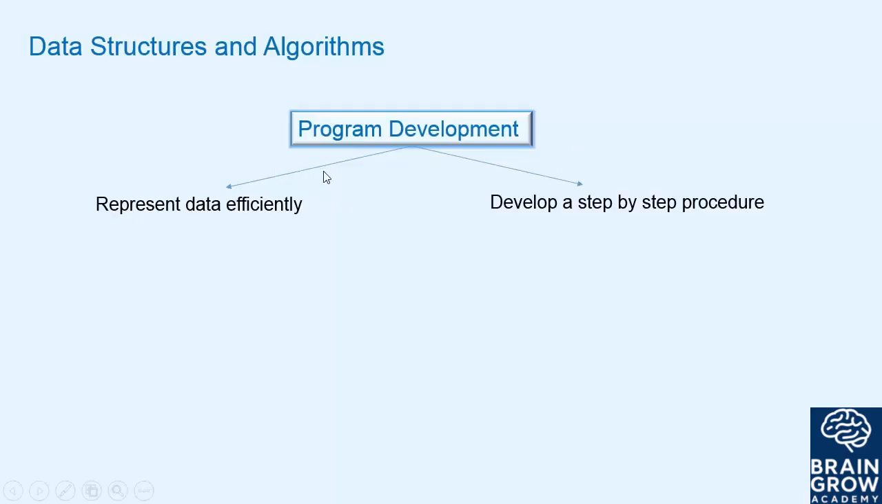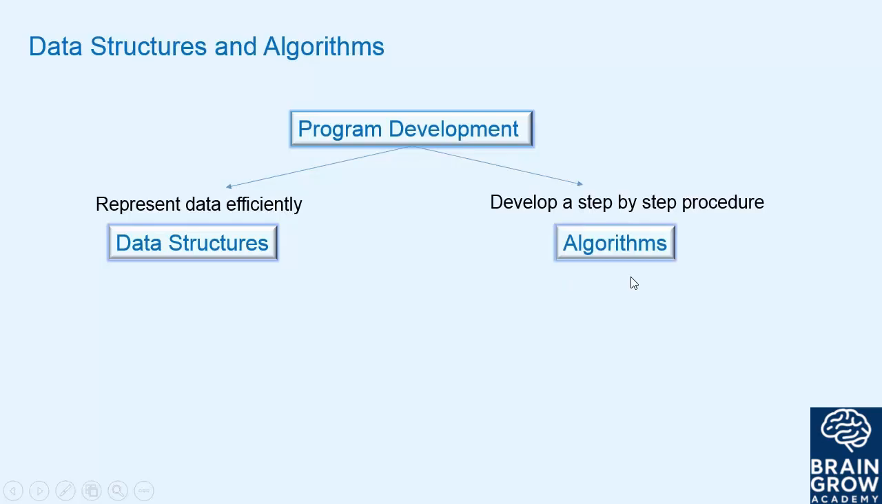The process of program development generally requires us to represent the data efficiently and develop a step-by-step procedure that performs a given task and can be used to implement a program. For this, we need to study data structures, and for this, we need to learn about algorithms. Data structures are data representation methods that are used to organize data.